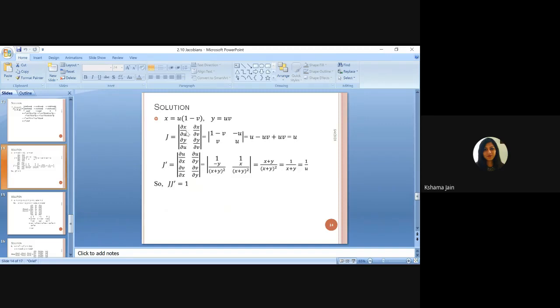So here del x by del u will be del u by del x. Del u by del x and del u by del y. And down here del v by del x, del v by del y. Now I told you u we got x plus y. So del u by del x will be 1 and del u by del y will also be 1. And v was y divided by x plus y. So when you differentiate with respect to x, you will get this. And with respect to y, we will get this.